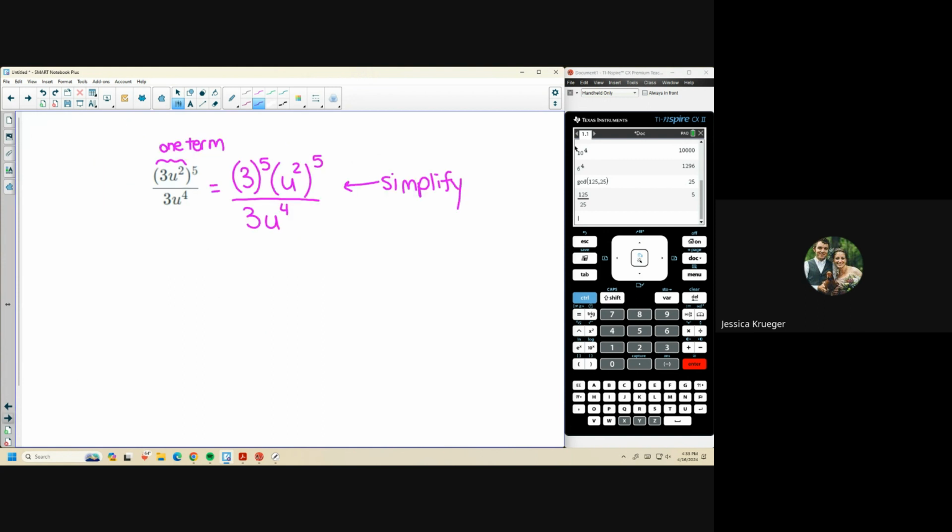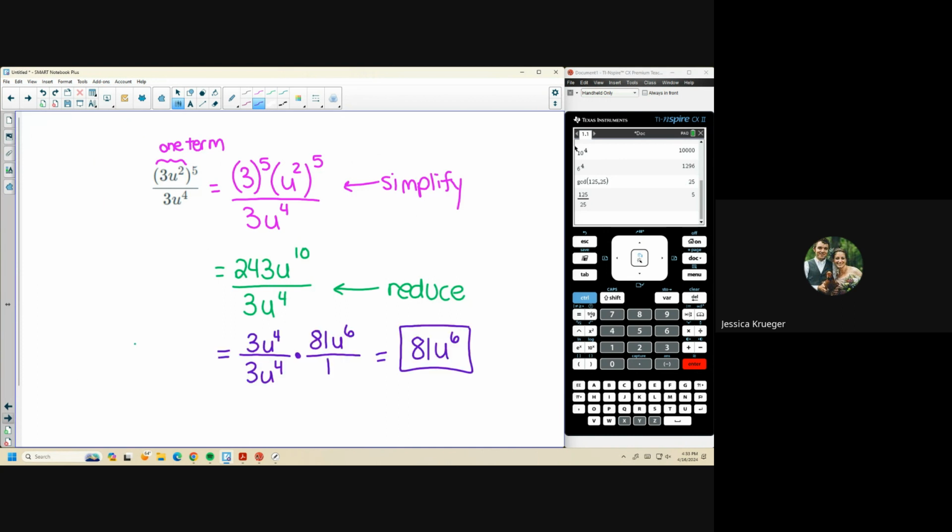Here's your first step. Okay. So it's one term. So I raised each power to the fifth. I want you to simplify the top now, just the top. Here's what you should have. And now you can go ahead and reduce. And here's what you should get. You could also reduce this by doing 243 over 3, which is 81. U to the 10th over U to the 4th, do 10 minus 4, which is 6. Okay, that's another way you could do it, but it's a little bit harder. It gets a little confusing when there might be negative exponents. So just be careful here.